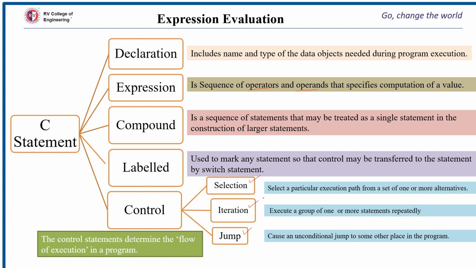Selection: a particular execution path from a set of one or more alternatives. You select one particular statement to get executed. Iteration: a group of statements are executed repeatedly. Jump: it causes an unconditional jump from one point to another. So in this particular video, we will understand how the expressions are evaluated in C.